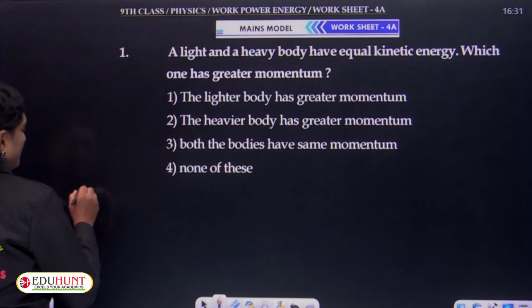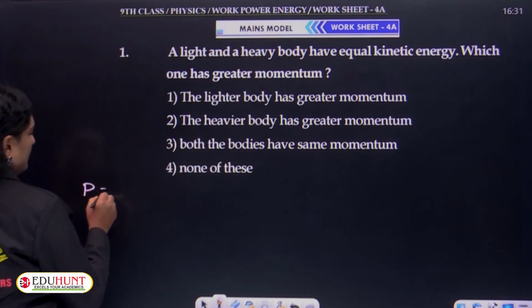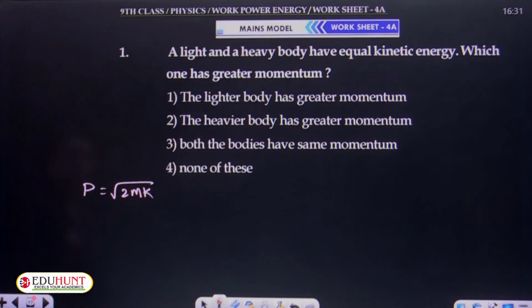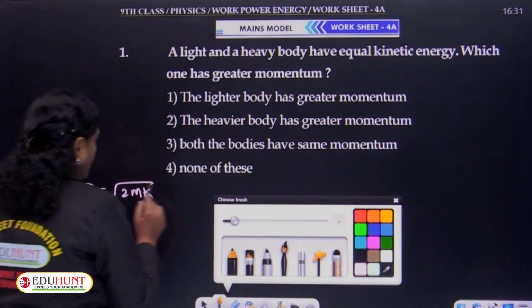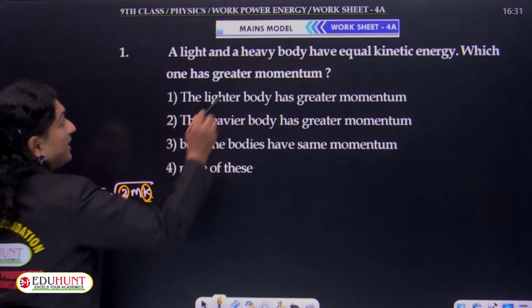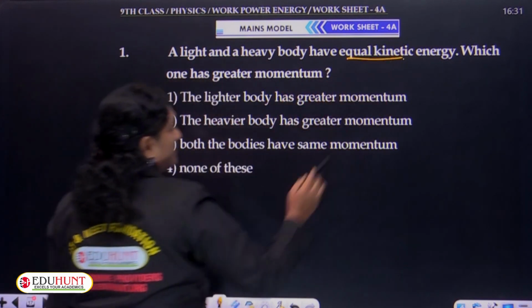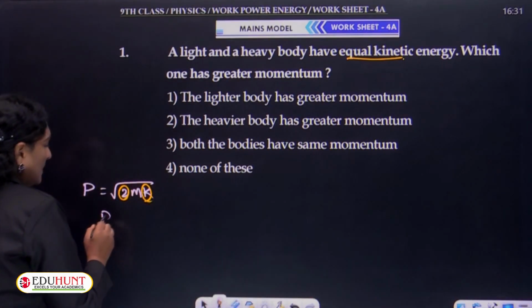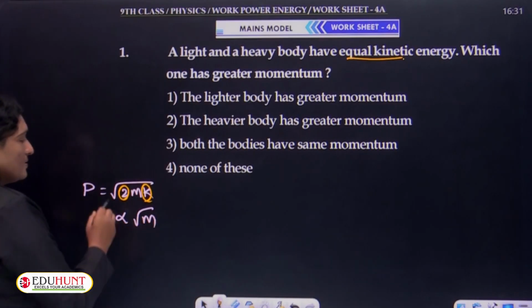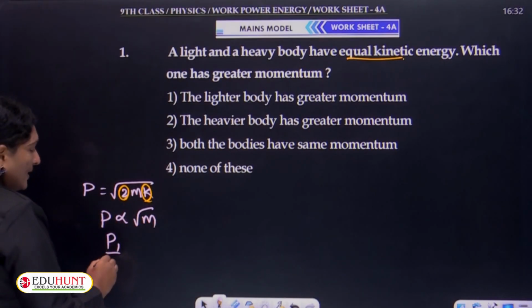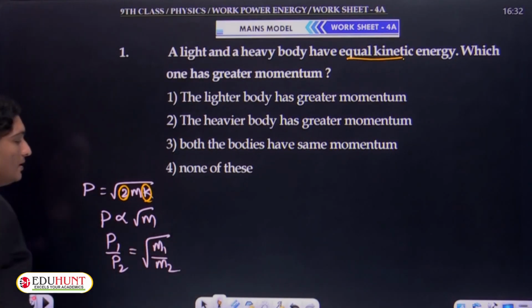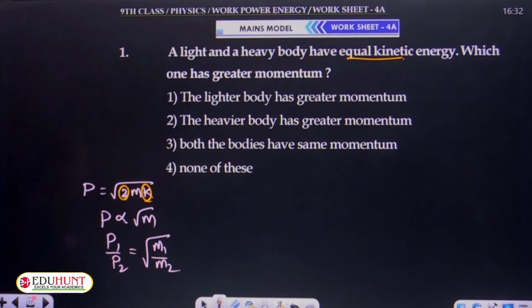Children, as we know, the formula for momentum P is equal to root over 2mK. We know that 2 is constant, and equal kinetic energy is given, so kinetic energy is also constant. We can conclude that P is proportional to root m, or P1 by P2 is equal to root over m1 by m2.